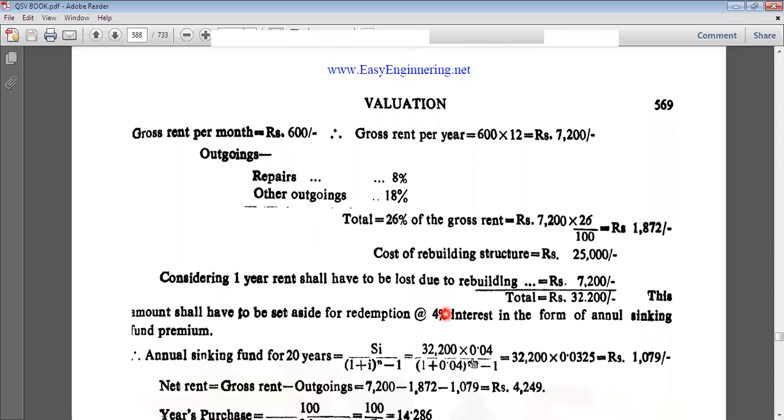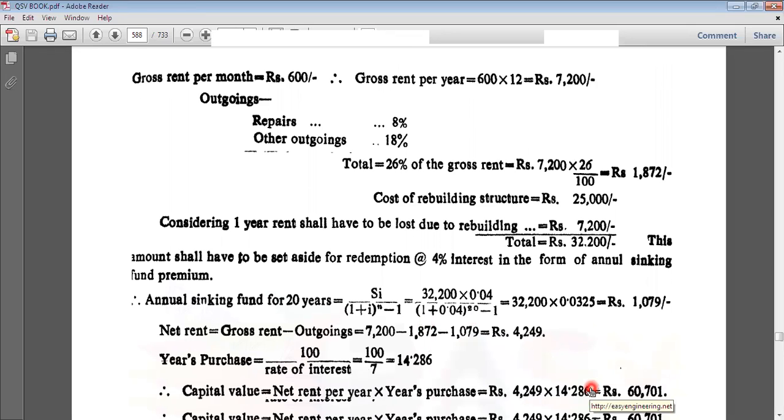So S is 32,200 rupees. I is nothing but 4%, that is 0.04, divided by 1 plus I, again 0.04, bracket raised to n. See, look at this, annual sinking fund for 20 years, because effective life of building is not going to be more than 20 years. Okay, so n equals 20 years, that we have taken. So if you put all the values and solve that, the annual installment that is required for annual sinking fund is nothing but 1,079 rupees. Now we have to determine the net rent.